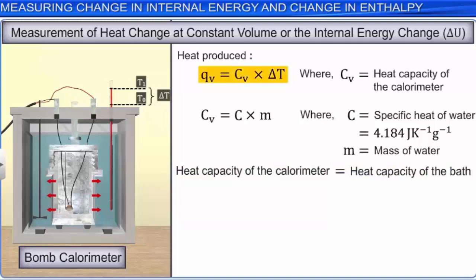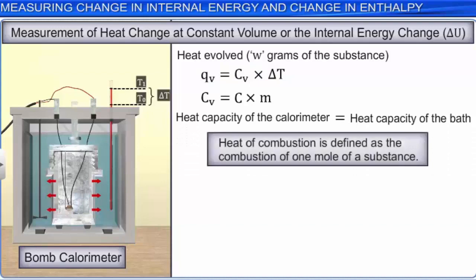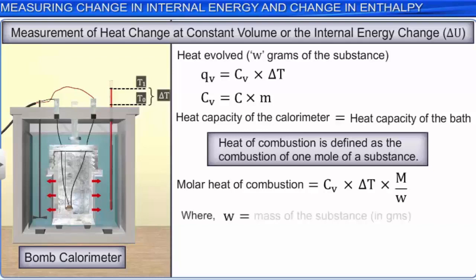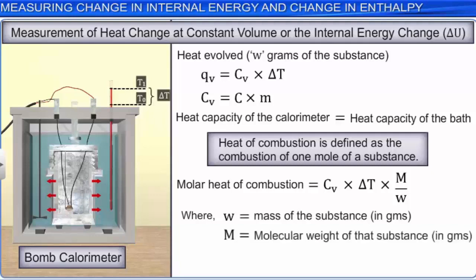This QV expressed above is the heat evolved when combustion of W grams of the substance takes place. Since heat of combustion is defined as the combustion of 1 mole of a substance, therefore, the expression for molar heat of combustion becomes: molar heat of combustion is equal to CV multiplied by delta T multiplied by M by W, where W is the mass of the substance taken and M is the molecular weight of that substance.